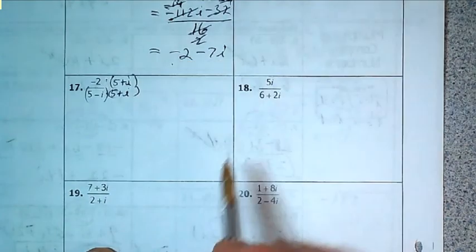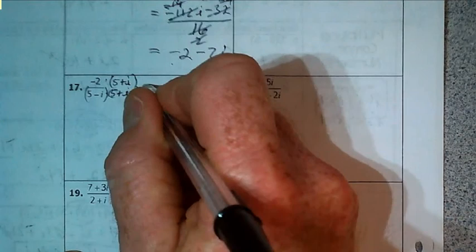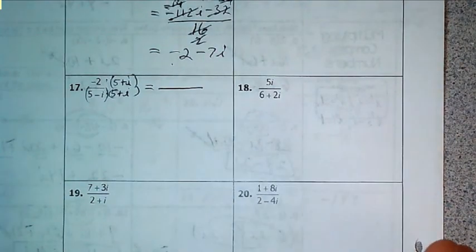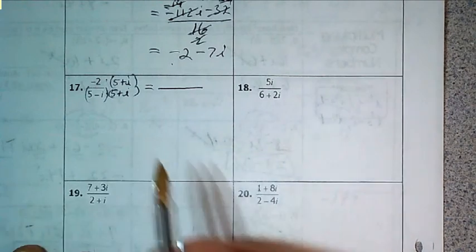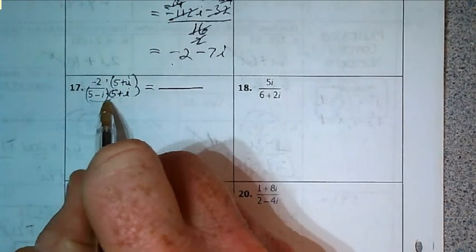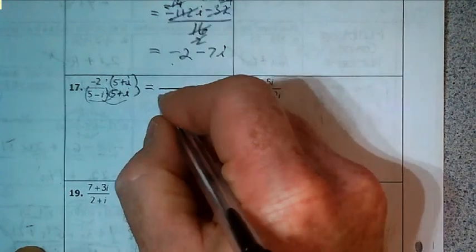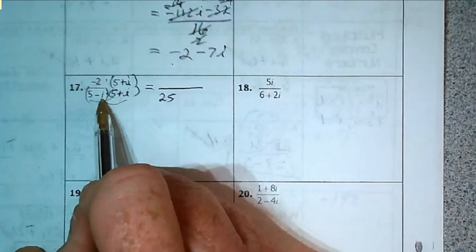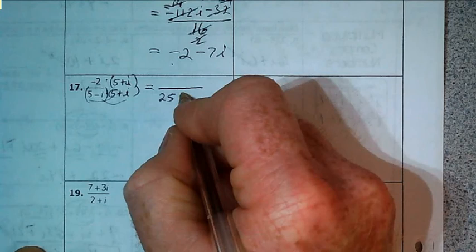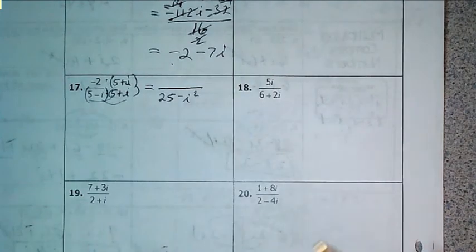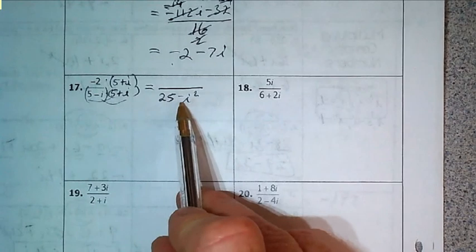In the denominator, I don't have to go through the full FOIL method. All I have to do is multiply the first terms together and the last terms together. So 5 times 5 is 25. Negative i times i is negative i squared. Because if I do the full FOIL method, this is what I end up with anyway. Anytime I multiply conjugates.